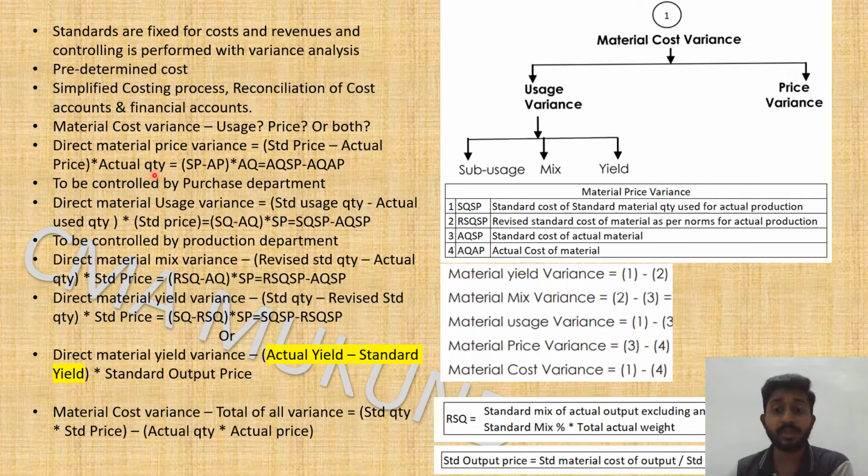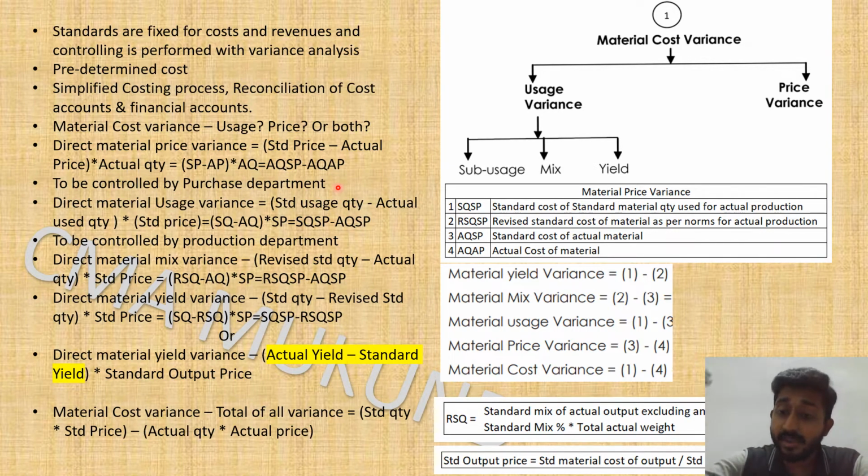So you have used some 100 numbers actual quantity in the production. For that 100 numbers, what is the change in the price that has happened? This is the formula to calculate the material price variance: change in the price, which is standard price minus actual price, multiplied by actual quantity. You can say it as actual quantity into standard price minus actual quantity into actual price. This is called material price variance. So the price is varied.